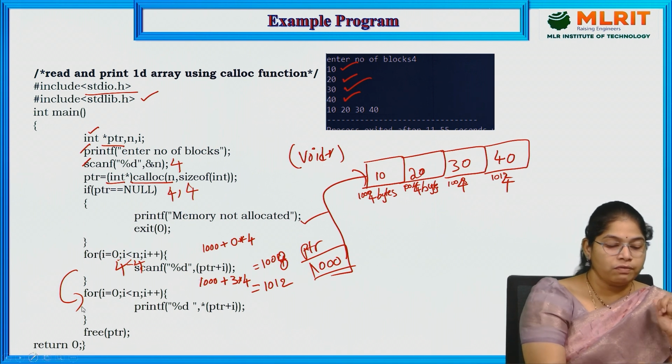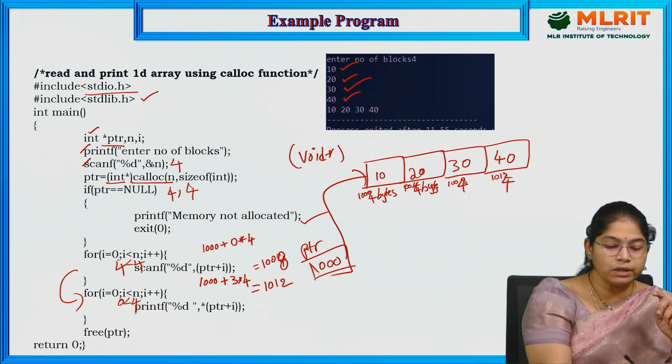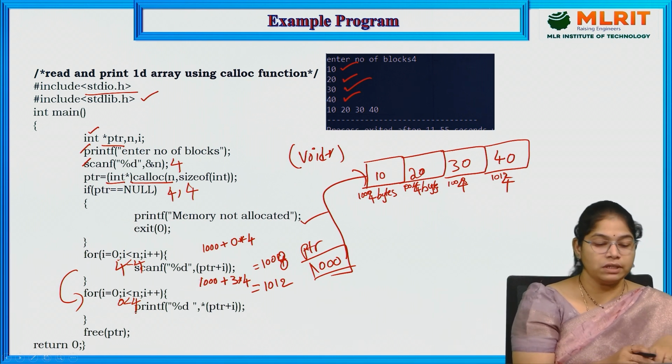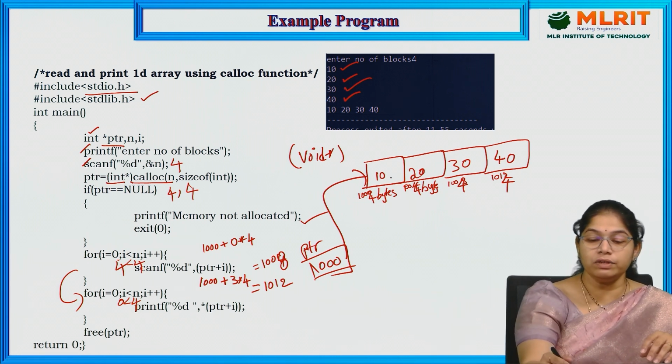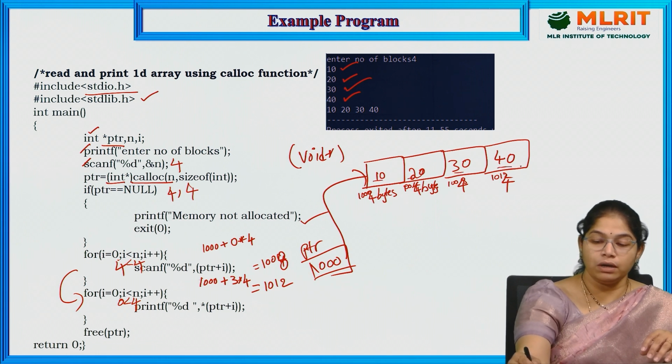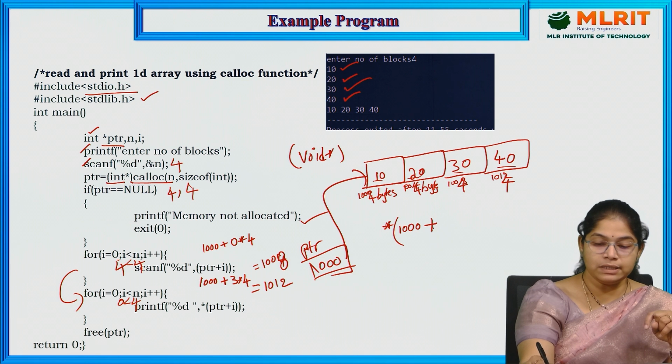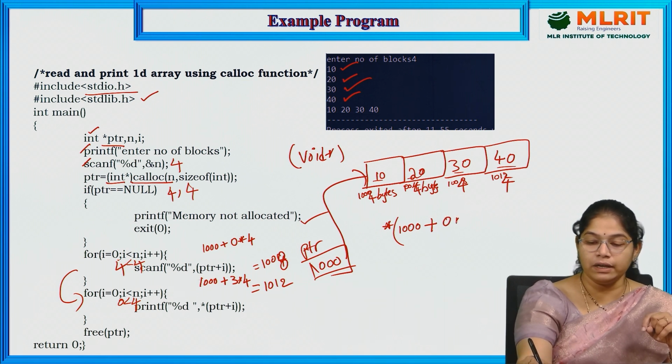So for i equal to 0, 0 less than n, where n is the number of blocks allocated, which is 4. 0 less than 4, condition is true. Then I want to print the value stored in this particular location. To print the value, we need a dereference operator. Then ptr is 1000 plus i is 0. Which type of value do I want to print? Integer value. So it is 4.